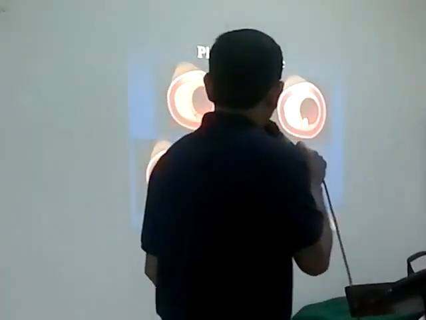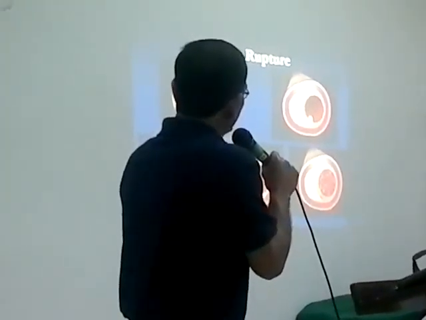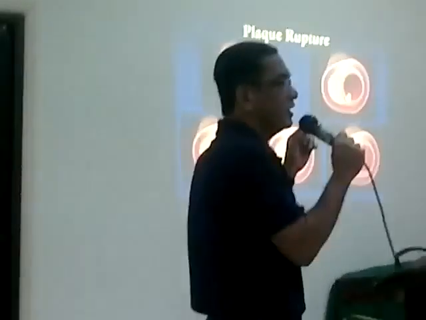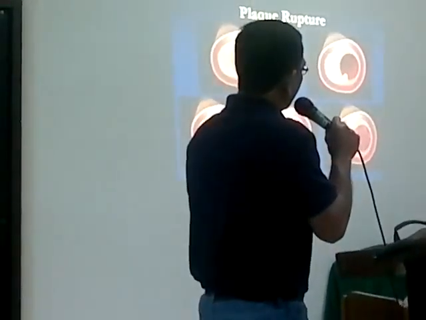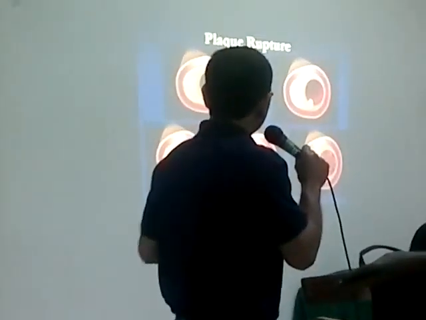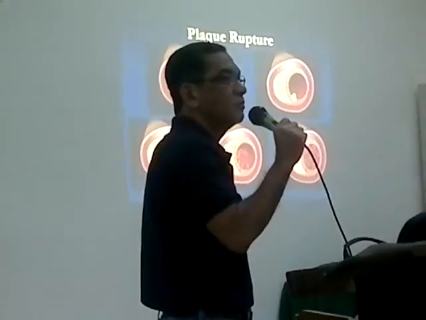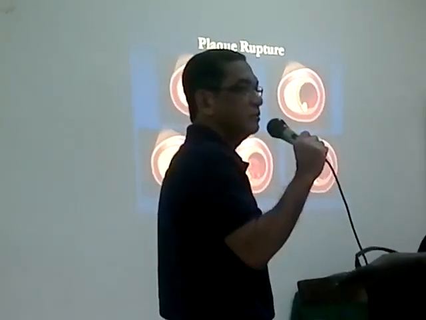So this is plaque rupture. When a plaque ruptures, platelets accumulate at the site of rupture, and other factors are also released, eventually leading to blood clot formation.